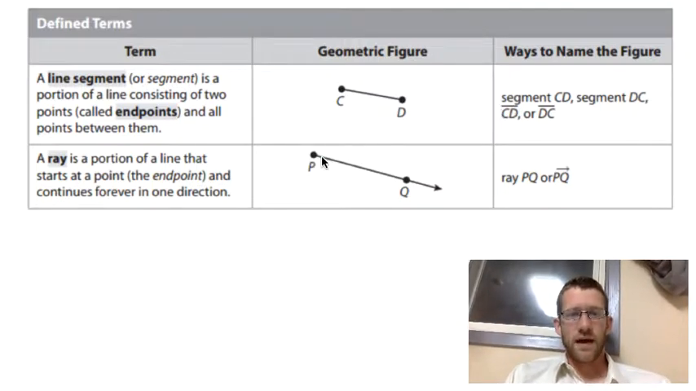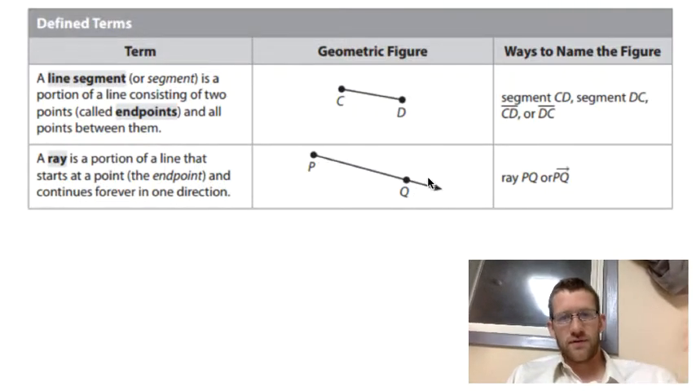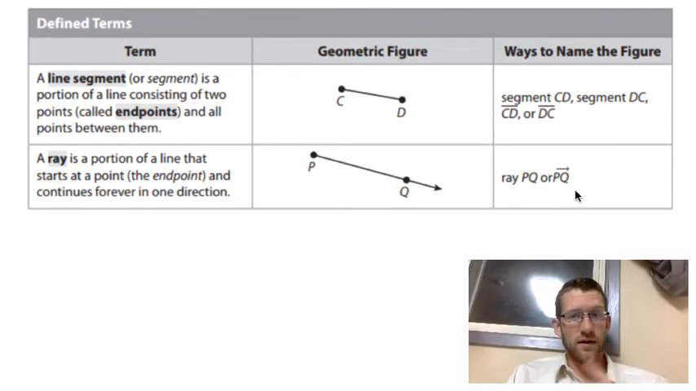And then finally a ray. Rays go in one direction, but they go forever in that direction. So if we have ray PQ here, the first letter represents the starting point or the origin, and then it goes through Q, and then it just keeps on going, right? So it goes on forever once it goes past Q. And for this one, order does matter. We call it ray PQ, or we can draw it like this with a ray symbol.